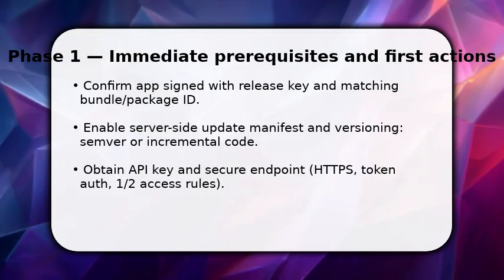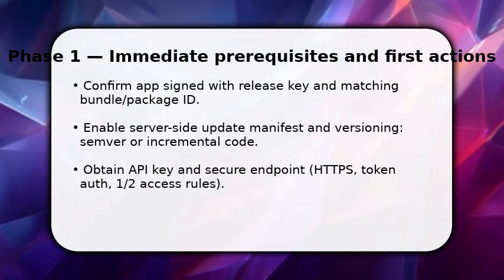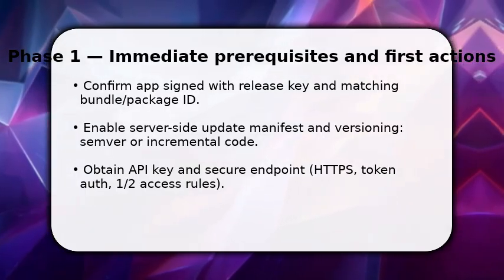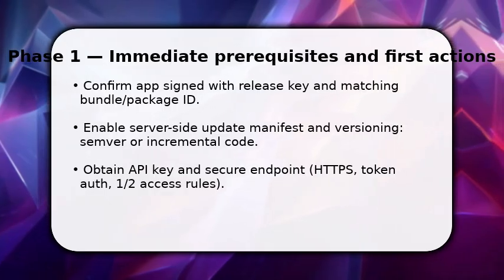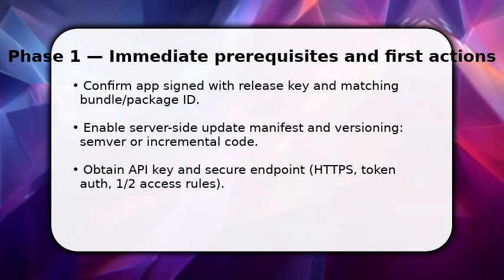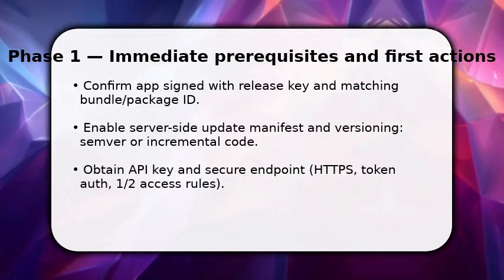You begin by ensuring prerequisites are in place. Your app is signed with the release key, and the package ID matches server records. Next, publish a version update manifest on a secure HTTPS endpoint with token authentication, so the app can poll safely. Then implement a tiny client check routine that runs on startup and at scheduled intervals.